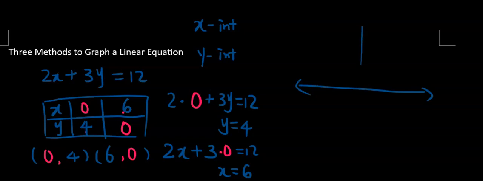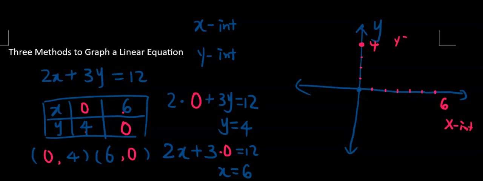So, coordinate plane, and y-axis, x-axis, first point 0, 4. 0, 1, 2, 3, 4. That's our y-intercept. Next point 6, 0. 1, 2, 3, 4, 5. Oh, I need a little bit longer. That's okay, we'll fix it. All right, that's our 6, okay? So this is x-intercept, and this is y-intercept.